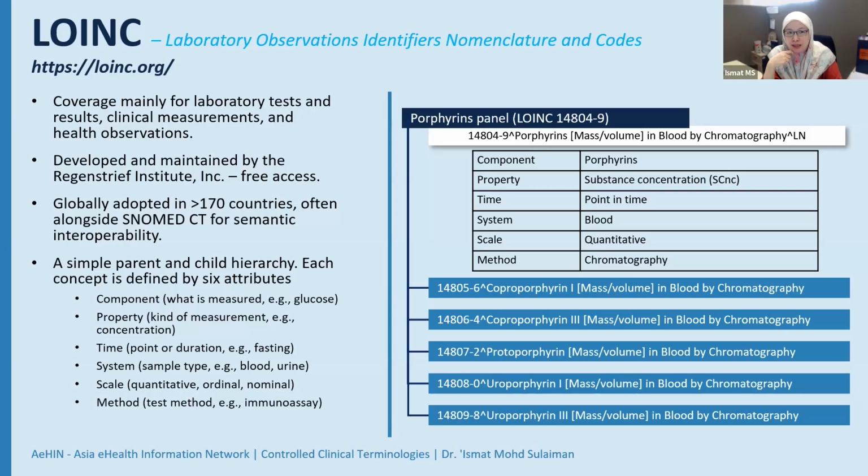Now, LOINC is developed and maintained by the Regenstrief Institute in the US. They do provide free access, compared to SNOMED, where you have to be a member, whether a country member or an affiliate member. It is being adopted in more than 170 countries, and often together with SNOMED CT. For example, in Malaysia, we use LOINC to create a national map for laboratory information systems. I'm sure it's the same as with you, different states and different hospitals have their own laboratory information systems, with different vendors and different machine analyzers, even for full blood count.